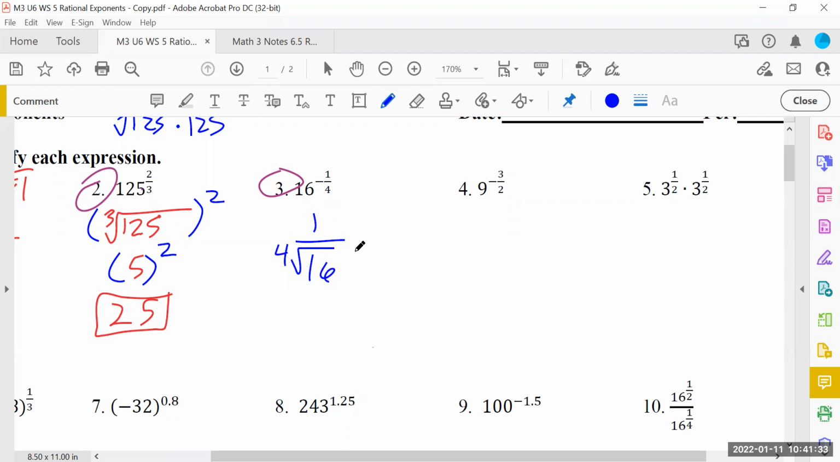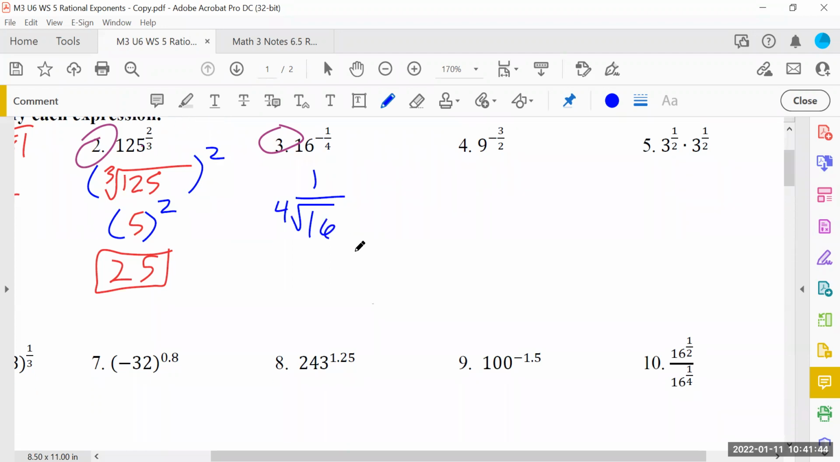If your answer is negative, it probably just means you used the negative in the wrong spot. Negative exponents mean 1 over that. So now the 4th root of 16, break apart that 16. It's made up of 4 2's, right? 2, 4, 8, 16. So what does that become? What's the 4th root of 16? Is 2. So this becomes 1 over 2.